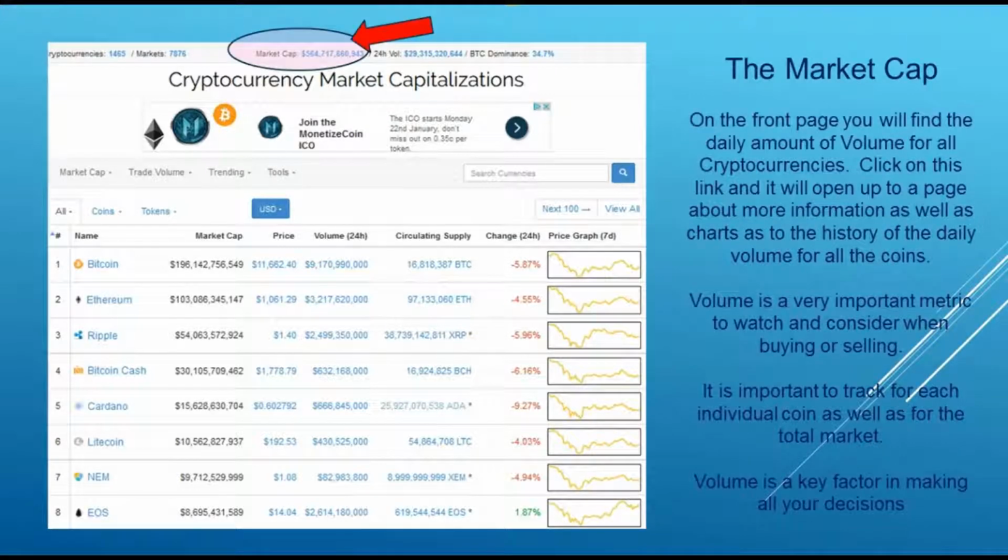The first thing that I'm going to talk about is the market cap. Market cap is basically how much money is in all the cryptocurrencies when you put them all together, and that's the area that you can see marked with the arrow. On the front page, you'll find the daily amount of volume for all the cryptocurrencies. You want to click on this link and it'll open up to a page with more information, as most of these links do too. And the charts will show the history and the daily volume of all the coins. Volume is a very important metric to watch and consider when buying or selling. It's important to track for each individual coin as well as the whole total market, because that will help you make decisions on what you want to do with your funds. The volume is a key factor in making your decisions.